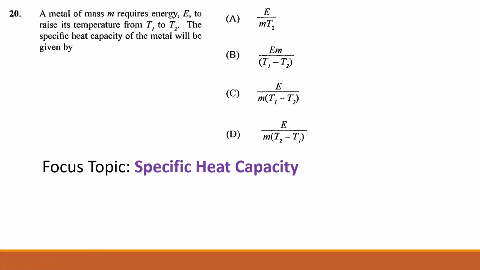20. A metal of mass M requires energy E to raise its temperature from T1 to T2. The specific heat capacity of the metal will be given by, so we know that the specific heat capacity is equal to energy divided by mass times the temperature change. The temperature change in this case will be T2 minus T1. So energy divided by M times T2 minus T1, that's B.